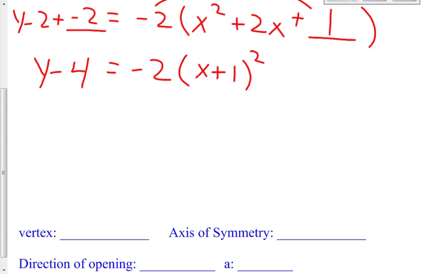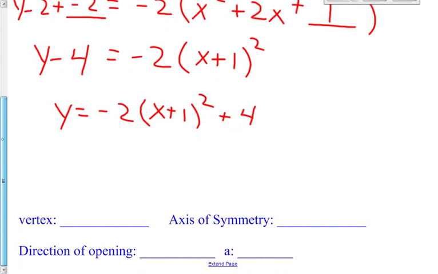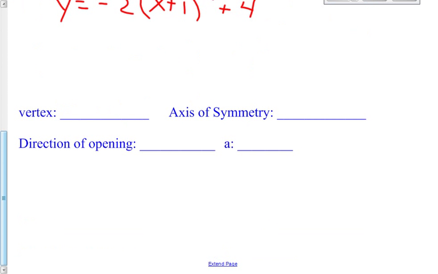And finally, you have to add the 4 to get into vertex form, so y equals a times the quantity x minus h quantity squared plus k, which k is 4. Negative 2 times the quantity x plus 1 quantity squared plus 4. So my vertex, hopefully you got the same thing.